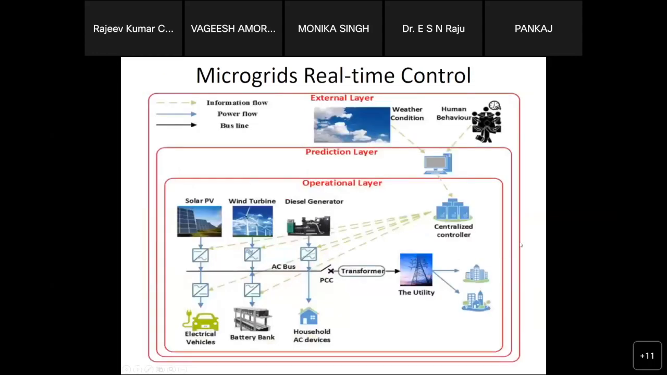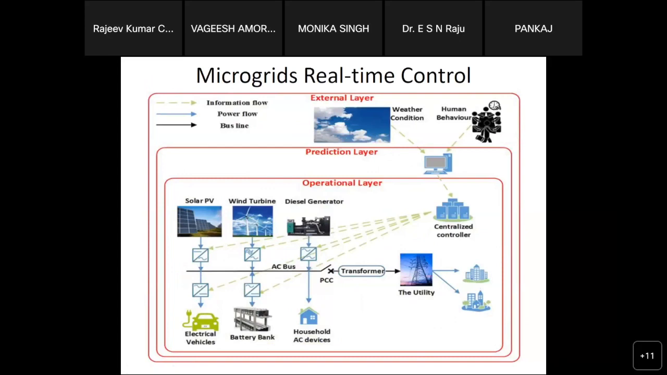This is how the microgrid real-time control looks. As we can see, we have three layers: the operational layer, the prediction layer, and the external layer. In the operation layer, we have the centralized controller, which communicates with all the local controls of the power electronic converters. After that, this centralized control communicates with the prediction layer.